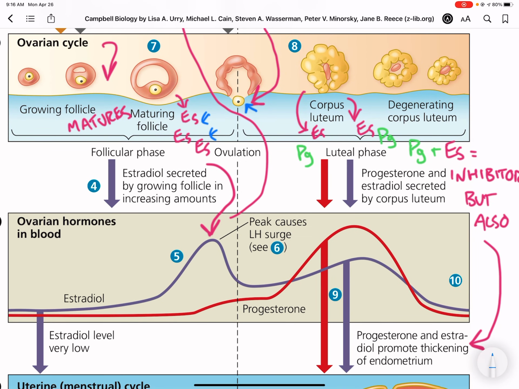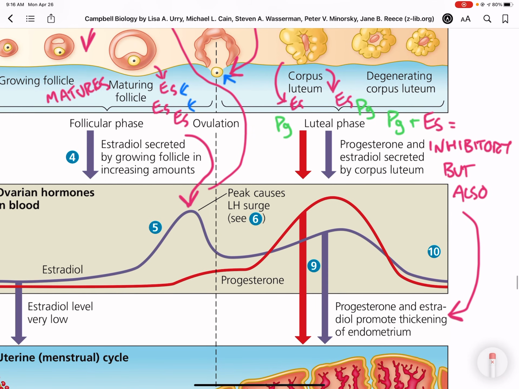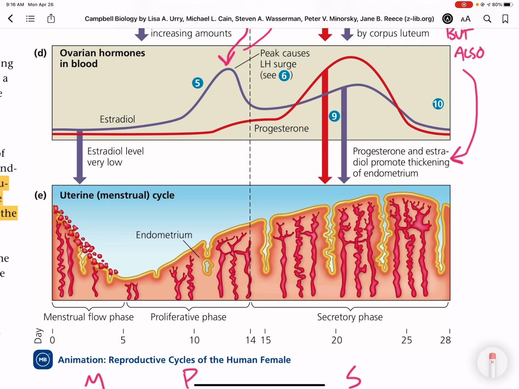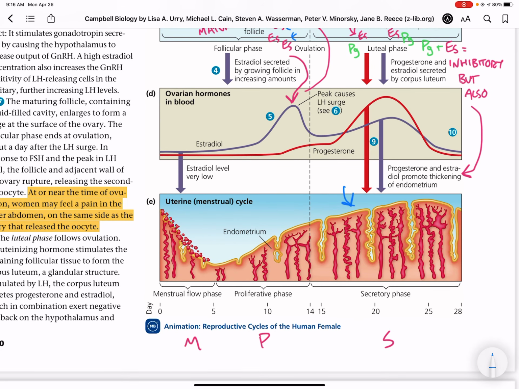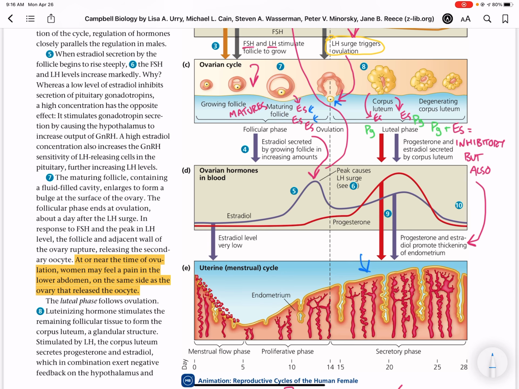So estradiol levels had dipped a little bit, but now they're rising slowly here. Progesterone is spiking pretty high. The combination of these is what is going to thicken the endometrium in the secretory phase, which we have down here, okay? So that's where we get that MPS, menstrual, proliferative, secretory. So extremely quick and dirty. Hopefully that gets me by, but that's what's happening here.